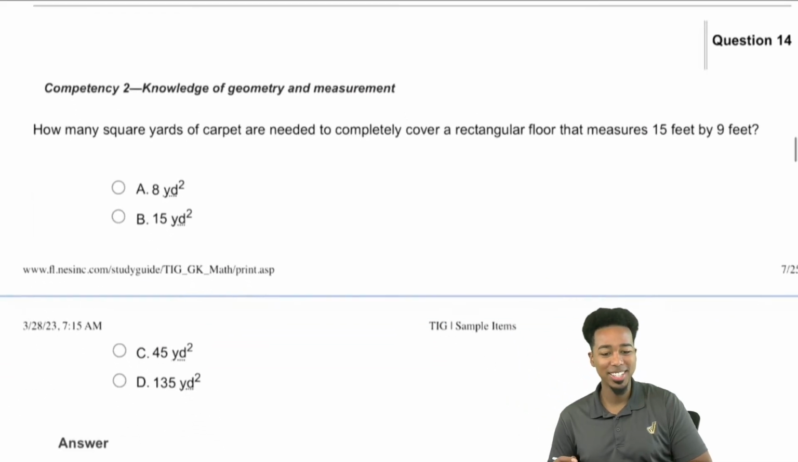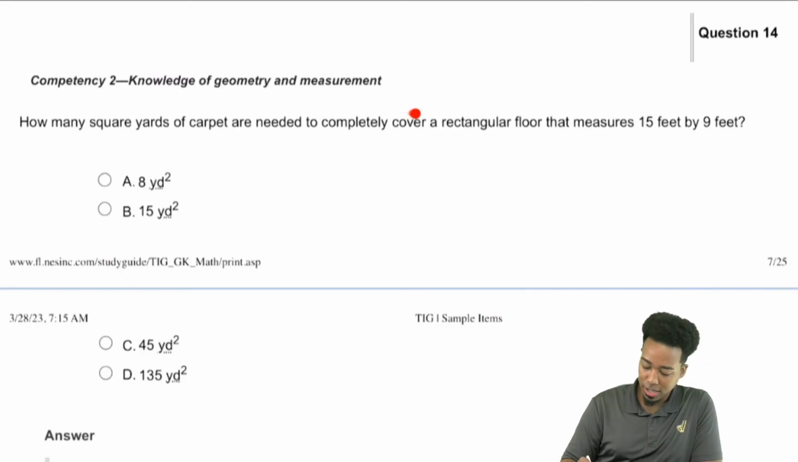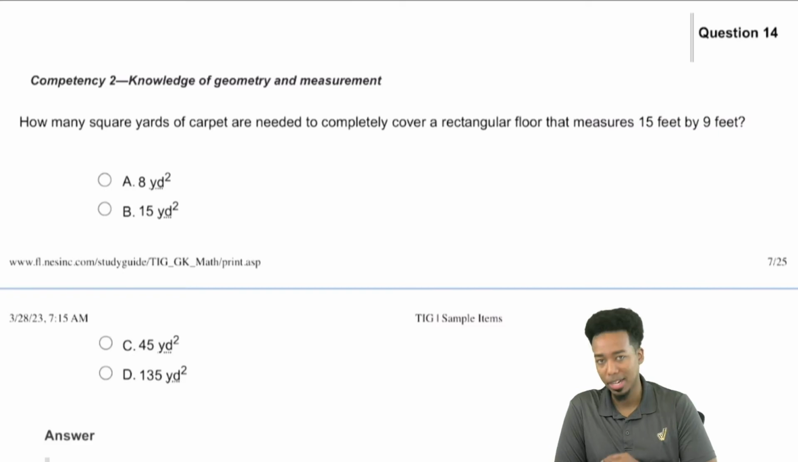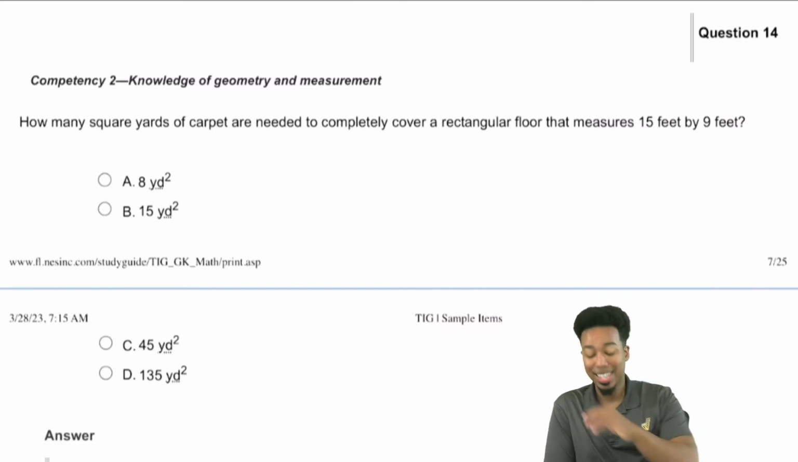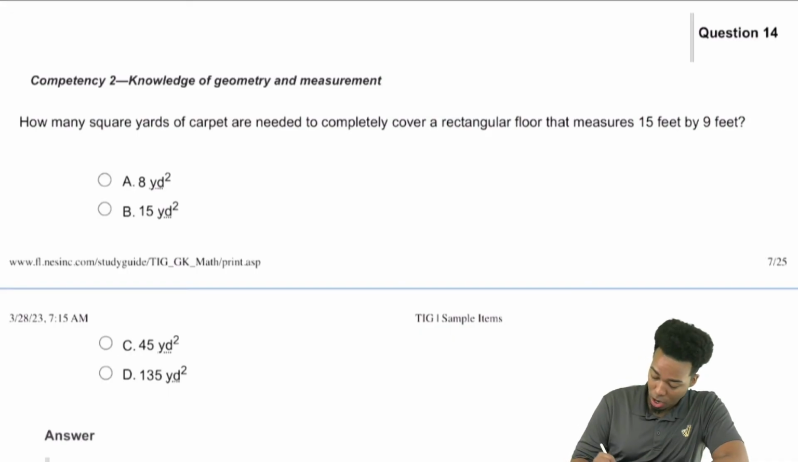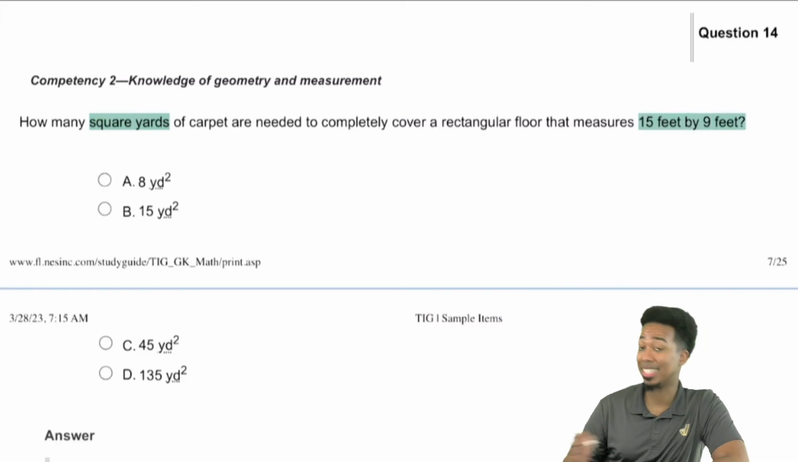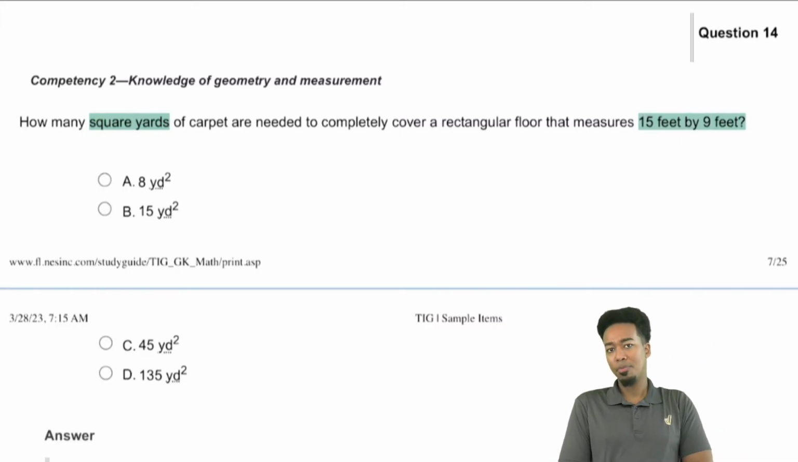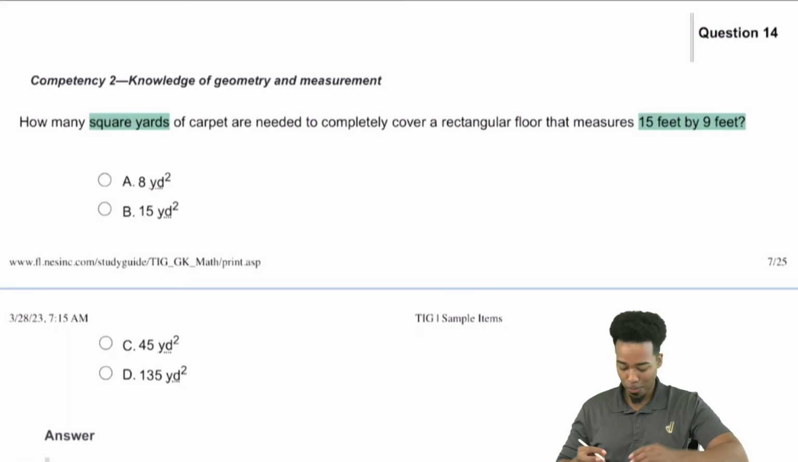Next up, let's take a look at number 14 here. Oh, I love this one. Number 14. How many square yards of carpet are needed to completely cover a rectangular floor that measures 15 feet by 9 feet? So it says again, how many what? How many square yards? But notice that this says 15 feet by 9 feet. What's the problem with that? The problem, simply put, is that you have to convert the units before you actually multiply. That's the trick here.